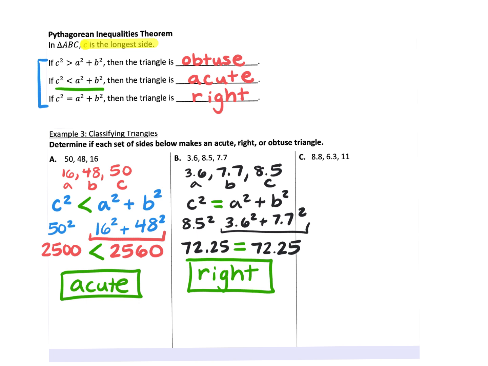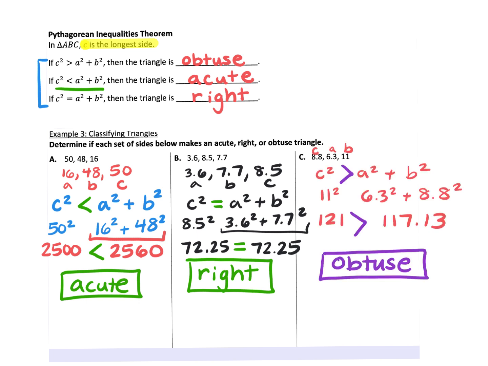Go ahead and try problem C on your own. Pause the video now, and when you hit play, I'll have the answer up. Okay, here is your solution to problem C. C squared is 121, and A squared plus B squared is 117.13. So this time, 121 is greater than 117.13, and if C squared is greater than A squared plus B squared, that means the triangle is obtuse.